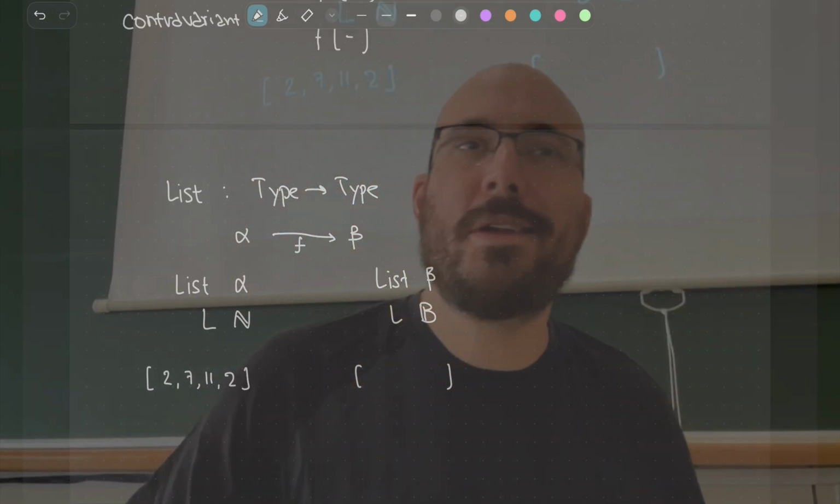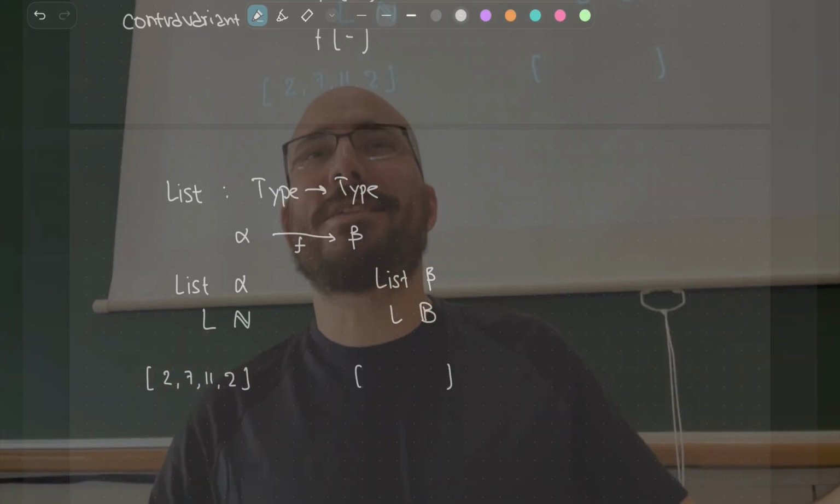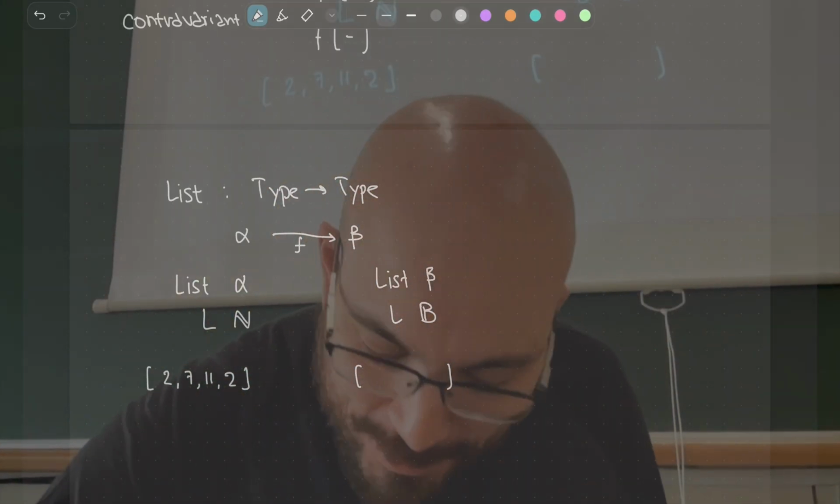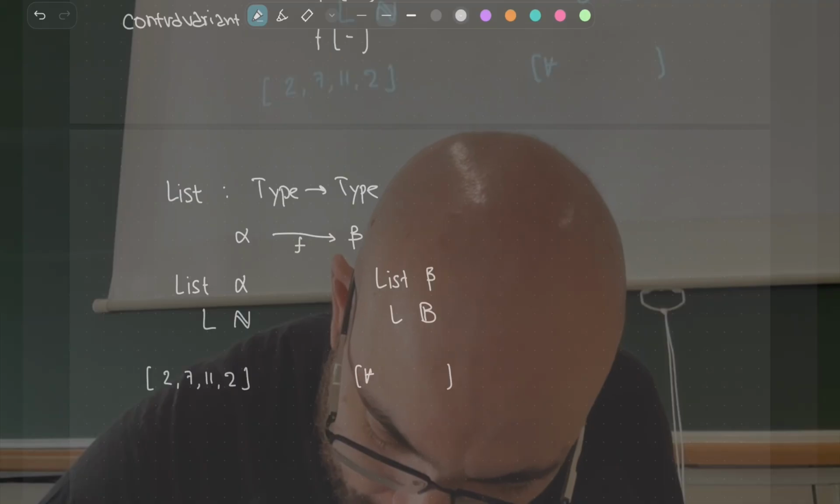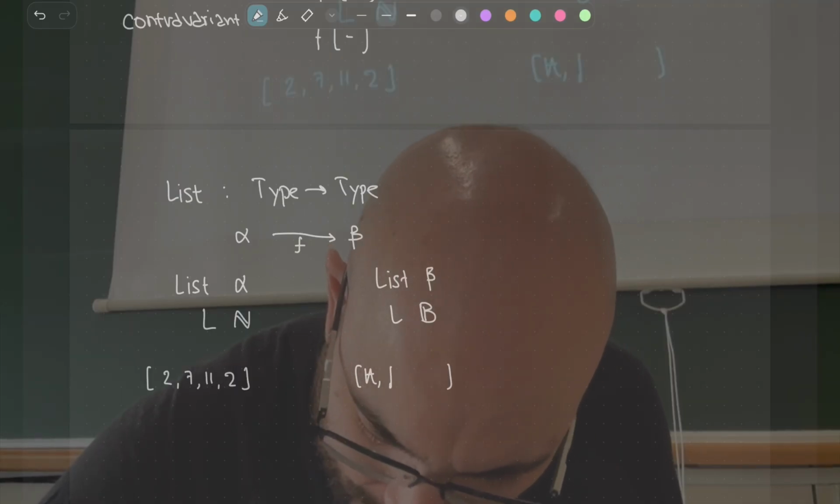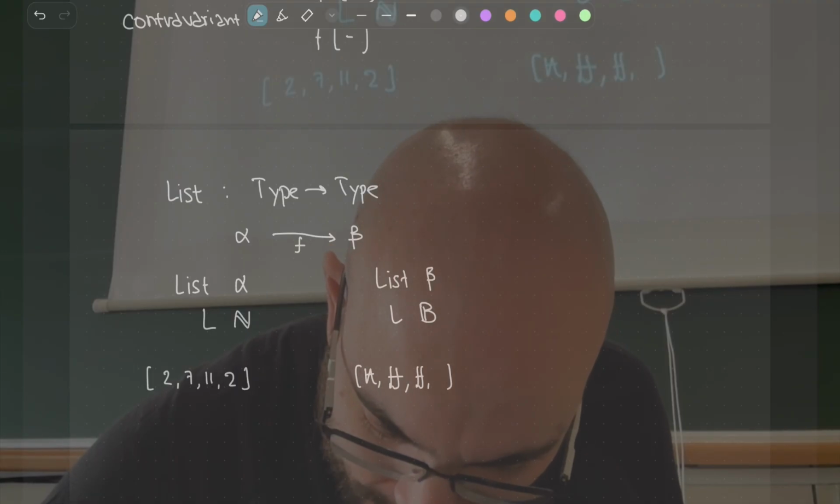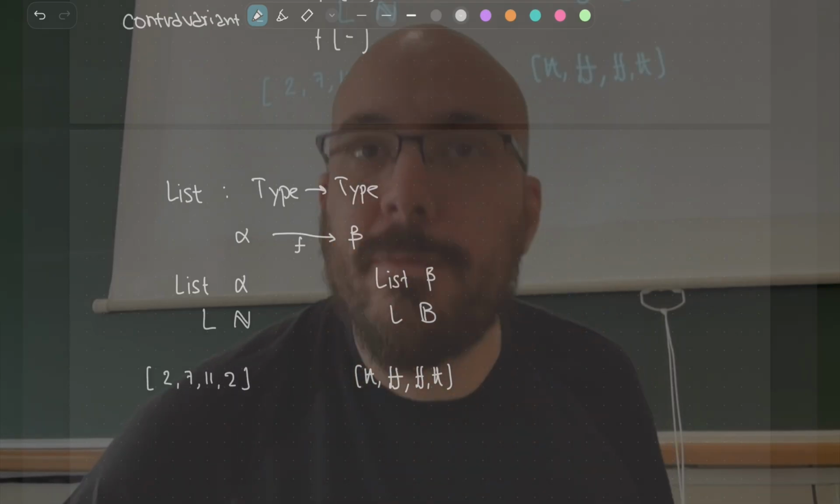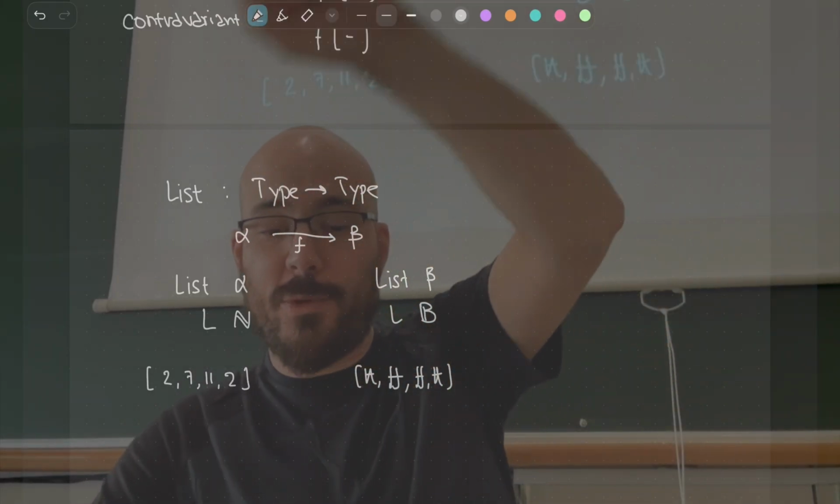You are using numbers, 1 and 0. They are booleans, so you have true, false, false, true. Okay? Let's say it's true, false, false, and true again. So I got from a list of numbers to a list of booleans.